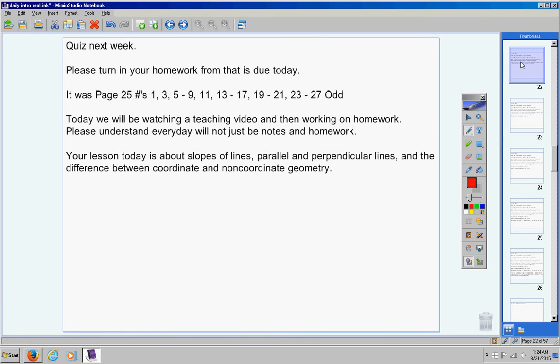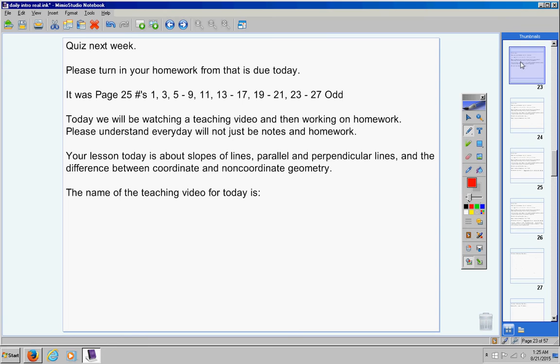Your lesson today is about slopes of lines and also parallel and perpendicular lines. Also, the difference between coordinate and non-coordinate geometry. So that's what you're going to study today, okay? Slopes of lines, parallel and perpendicular lines, and coordinate and non-coordinate geometry.